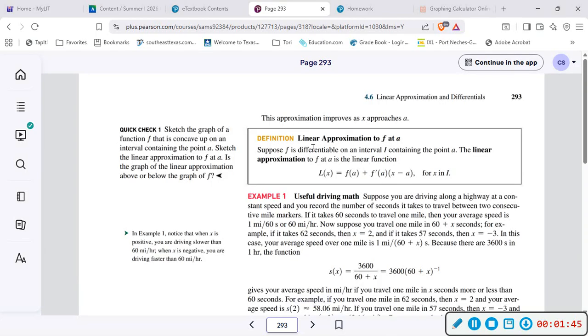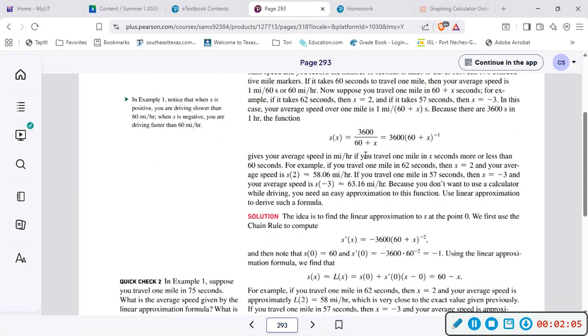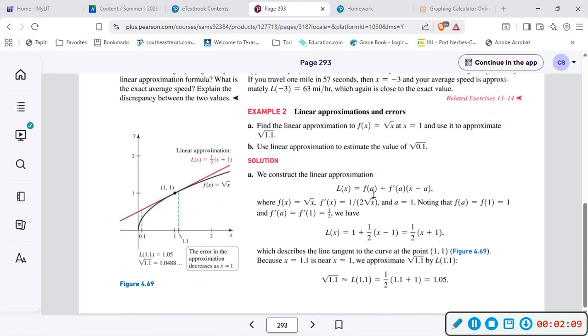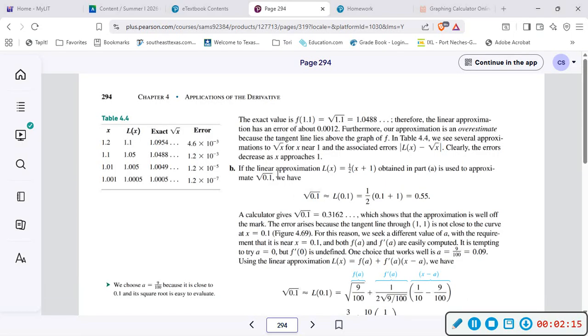Here is just the definition. You have a function on an interval I, differentiable, and the linear approximation L of x is the y value, so this is when I have it solved, plus slope times x minus a, that other x value. Here are some examples to show you. It's good to read over and view these. I'll be modeling some of this in my math lab in the homework section.